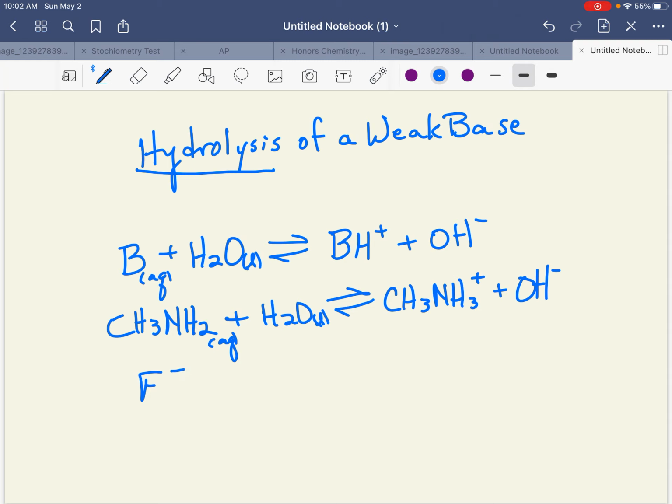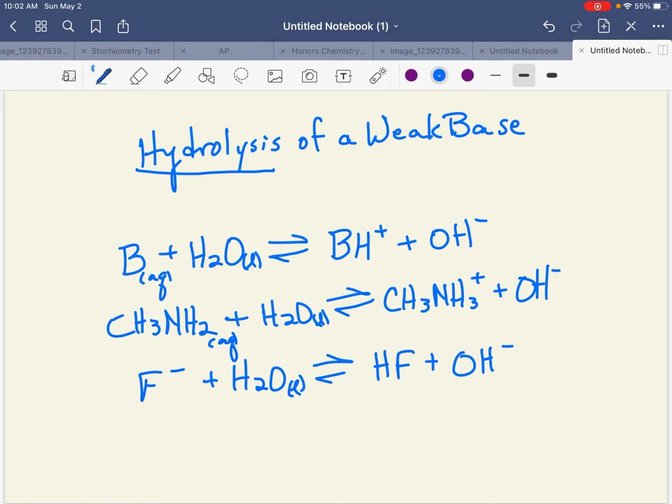It is the conjugate base of the weak acid hydrofluoric acid. It will also react with water, giving us the conjugate acid, HF, and hydroxide.